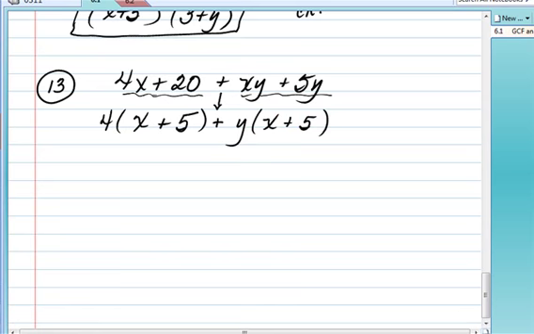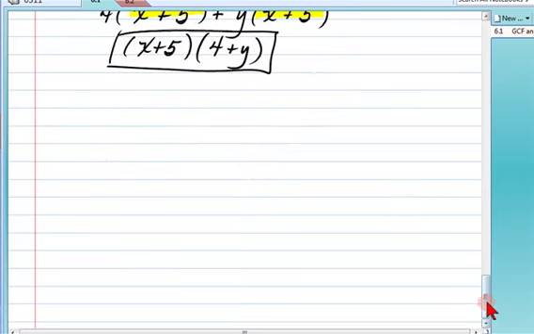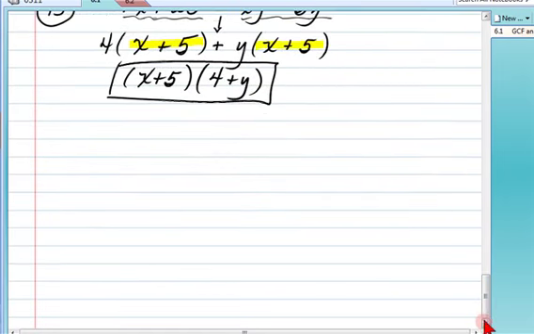Do you see the common binomial factor? I highlight it in yellow, but you have to be able to see it without that. So the factors will be x plus 5 times 4 plus y. I'm going to skip a few of the problems because it gets a little bit redundant. You have to practice the same thing over and over. And I want to skip in my notes to number 16.